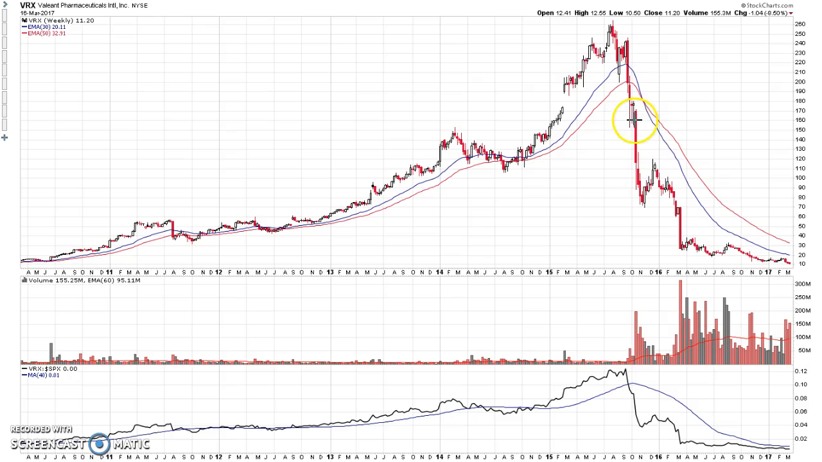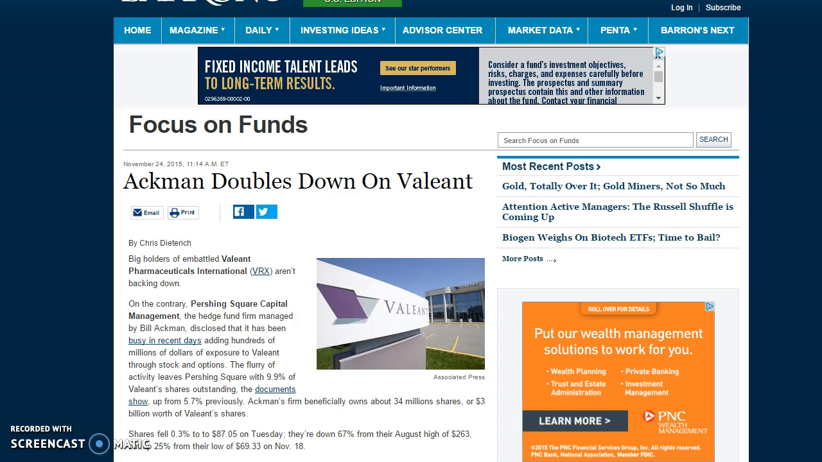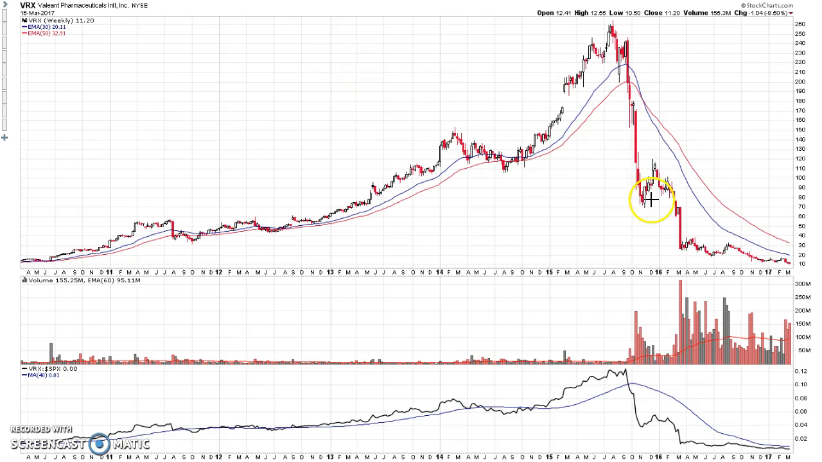And this is actually what happened with Bill Ackman, who was notoriously involved with this stock. And he actually doubled down on his position in this stock in November of 2015, according to this article. And if you look at where he did that, that would have been around here, after the stock was below a downtrending moving average. So from a stage analysis perspective, this is something that you would never do.